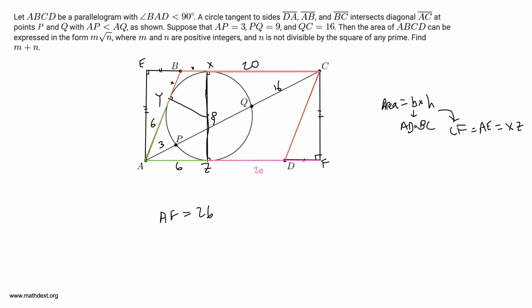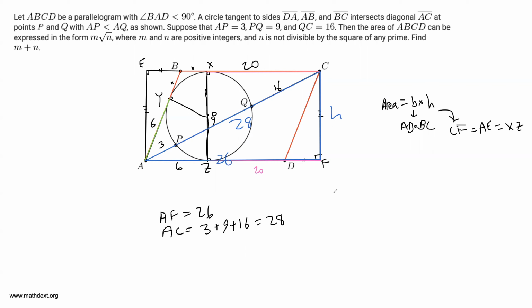You also have this big length is equal to 3 plus 9 plus 16. So let me write this down. AC is equal to 3 plus 9 plus 16 is equal to 28. And how is that going to help us? It's going to help us because we have a right triangle. And I'm going to mark this right triangle in blue. This right triangle, CFA over here, has side lengths 28 and 26. And guess what? The other leg is our height. So we can actually find this height.